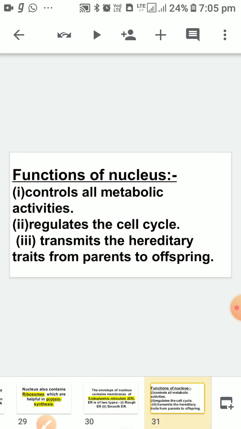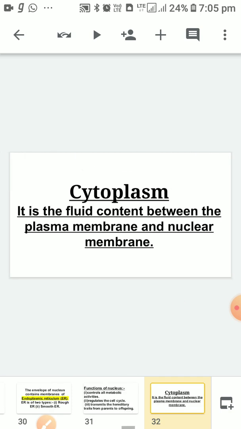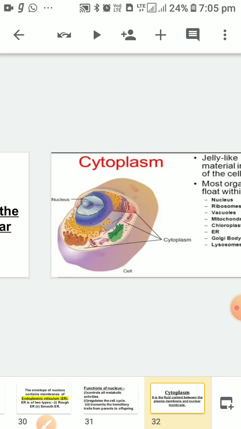Now the functions of nucleus: it controls all metabolic activities of the cell, it regulates the cell cycle, it transmits the hereditary traits, or hereditary traits means the characteristics from parents to offspring. Now next is cytoplasm. It's a fluid. Cytoplasm is the fluid which is between plasma membrane and nuclear membrane.